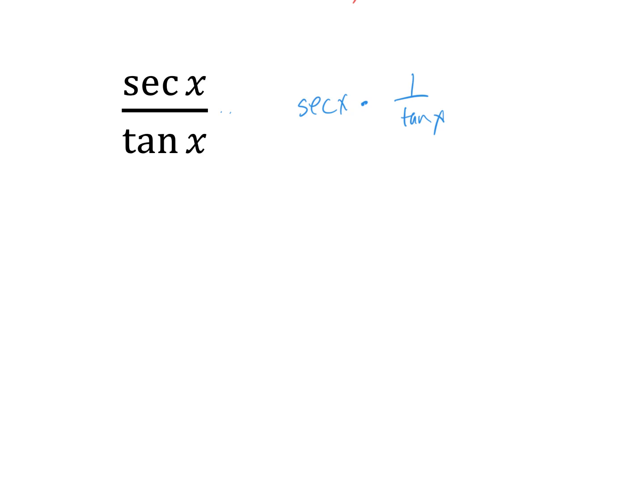And then the minute I do that, what do I know about 1 over tangent? It's equal to cotangent. Cool. So it's starting to feel a little bit better, right? Cotangent is equal to cosine over sine. And secant equals 1 over cosine, 1 over sine. Sorry.